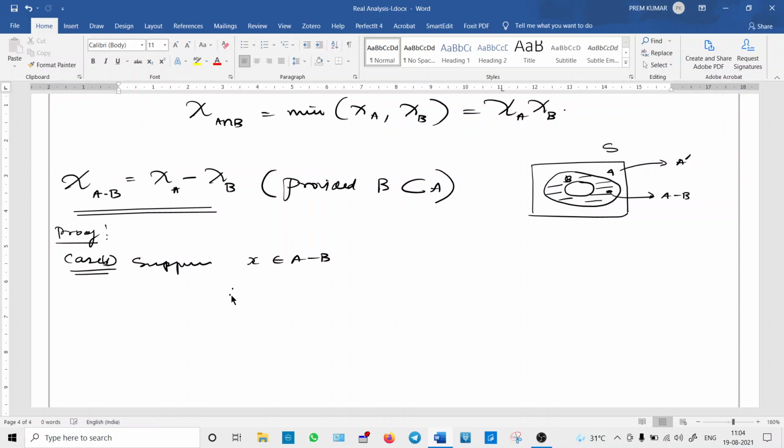So therefore, clearly, what is the characteristic function of A difference B at X? If X belongs to A difference B, this value is 1. I name this as 1. And X belonging to A difference B implies X belongs to A, and another thing is X does not belong to B. Because B is a subset of A, we can clearly see X does not belong to B. Here, what is the characteristic function of A if X belongs to A?